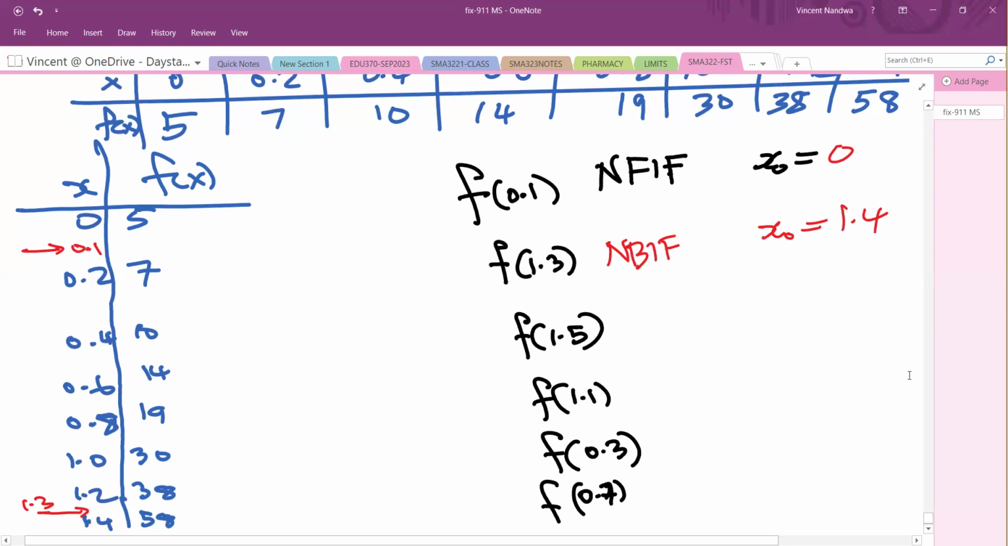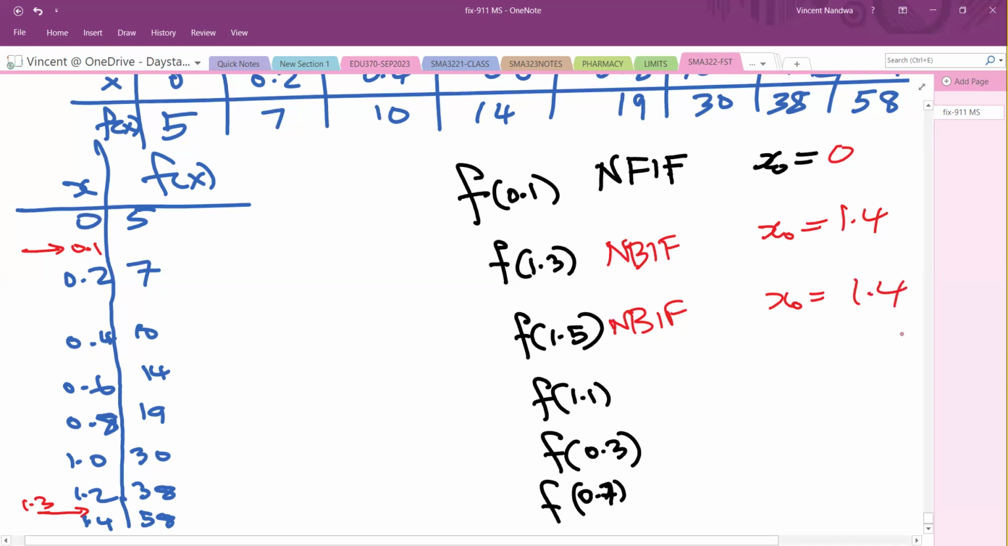Newton forward or Newton backward? Newton backward because it's still at the bottom. Newton backward interpolation formula. What will be the x naught? Now remember, 1.5 will be outside this one. And so remember, for us to pick x naught, it must be among the values given in the question. So the closest x naught in that context would be 1.4.